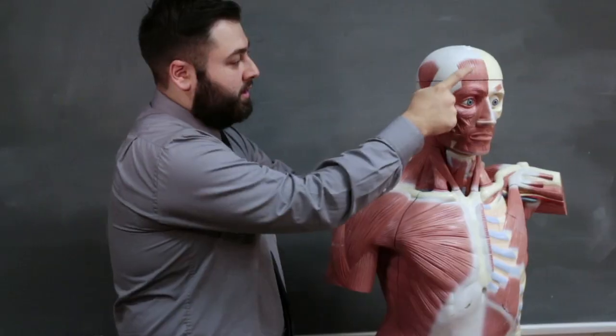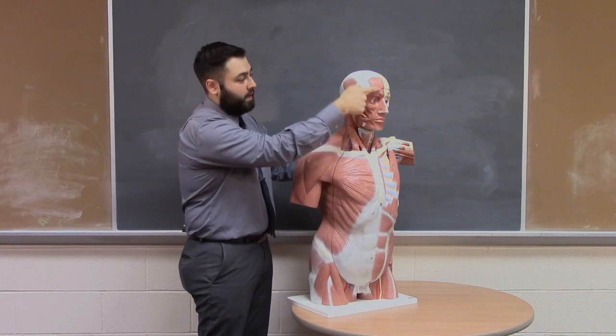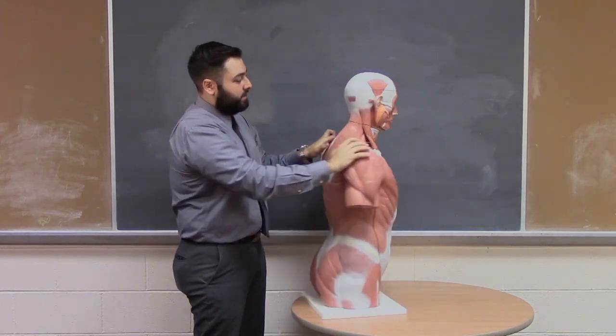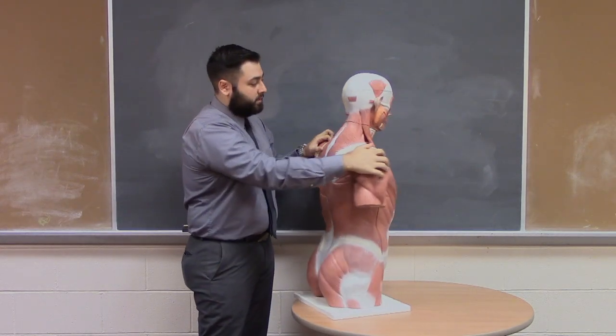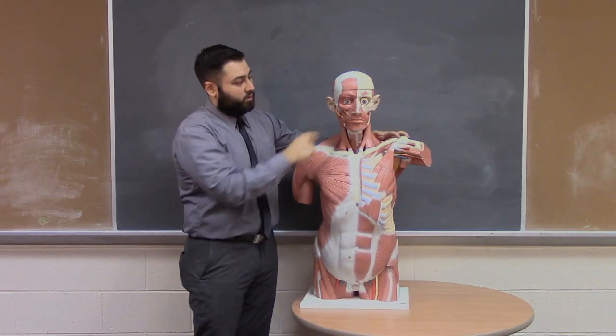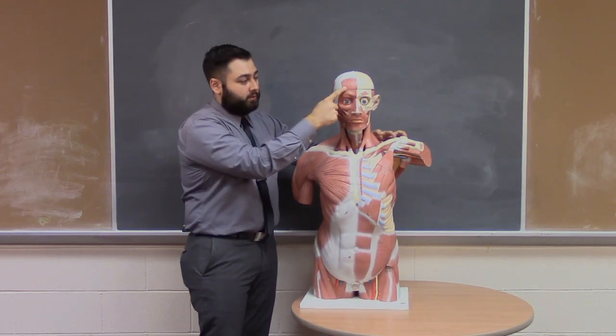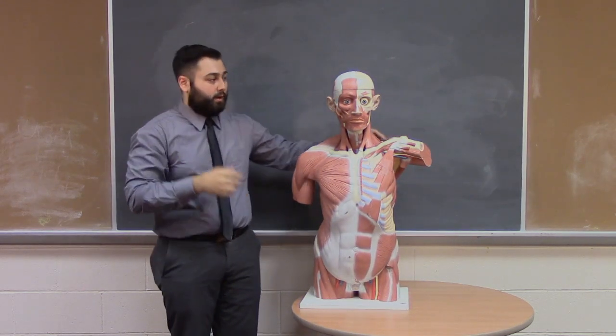Here we have the occipitofrontalis, or epicranius. In the back here is the occipital belly. In the front, we have the frontal belly. Frontal belly helps with elevation of the eyebrow.